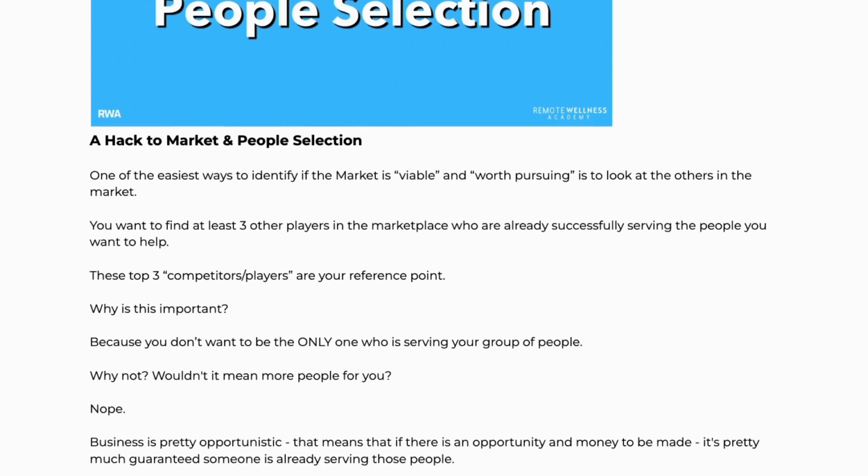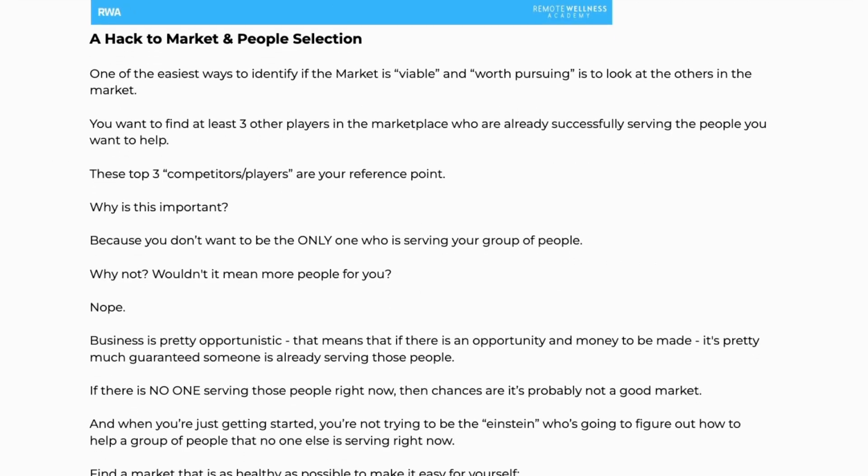The reason why this is the case is because you don't want to be stuck being the only one who is serving that group of people, and then end up finding out that that market really wasn't viable. And now you've spent all of this time going after a group of people who are not actually going to purchase from you.